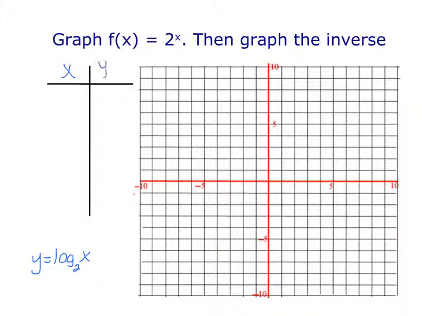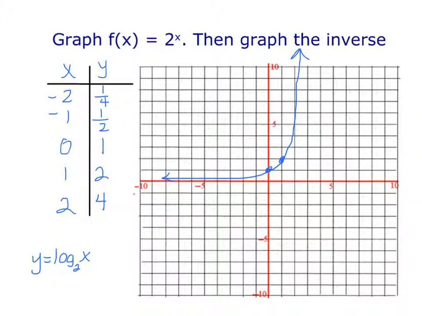So I have x and y. So -2, -1, 0, 1, and 2. So 2 to the -2 power is 1/4. 2 to the -1 is 1/2. 2 to the 0 is always 1. Then 2 to the first and 2 squared. So we're going to graph this. 0, 1, over 1, up 2. And then I have the asymptote down here.